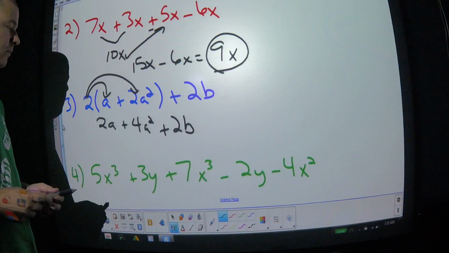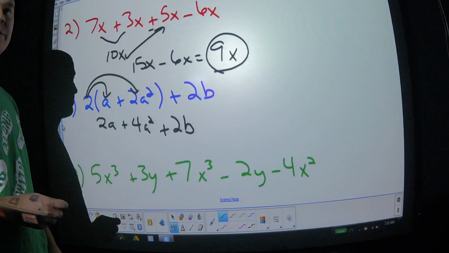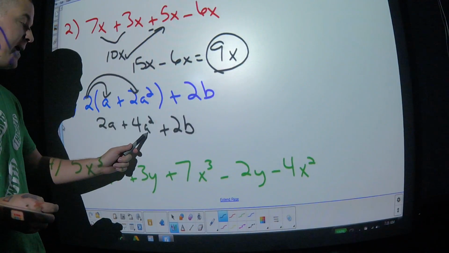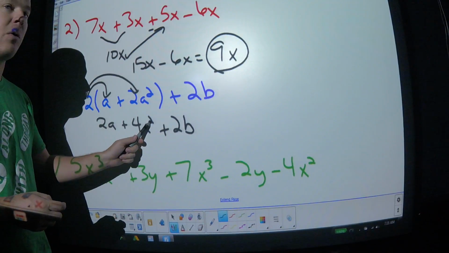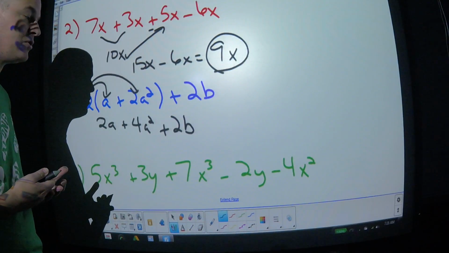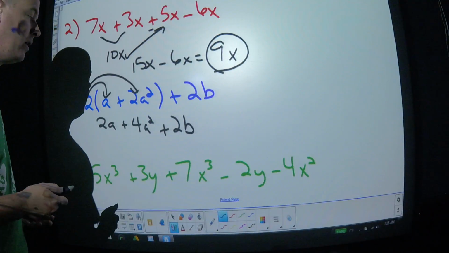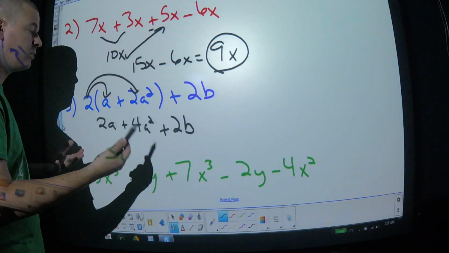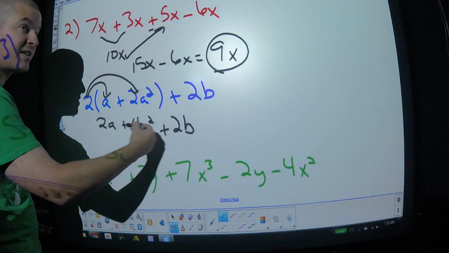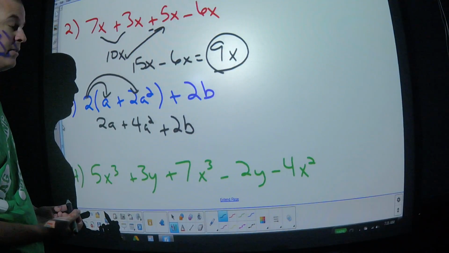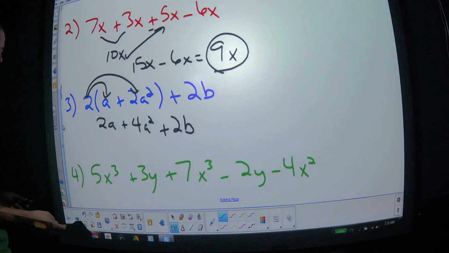Now, can we gather any other like terms? We do have 2 a's, but one is a to the first power, one is to the second power, so therefore we can't do anything with it. And then we have a b, and no other b's to go with it, so this is simplified. This is as far as it can go.